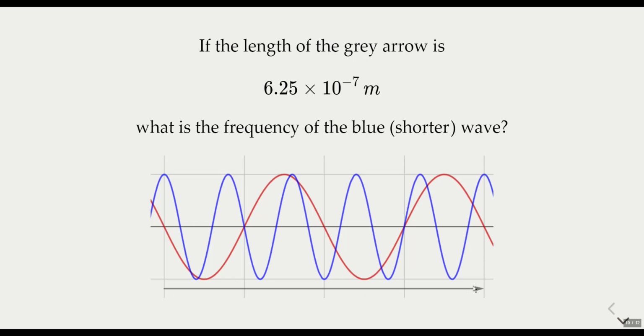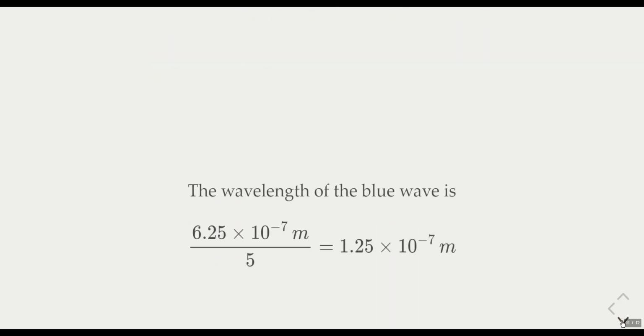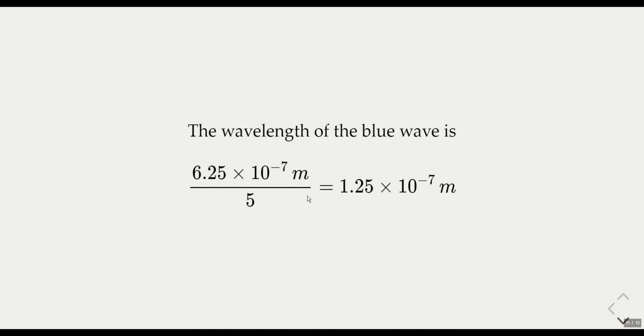Now from here to here, they tell me that length. How many waves fit in here? 1, 2, 3, 4, 5 of those waves. So it must be this number divided by 5 is the wavelength of the particular wave. So I divide 6 1/4 by 5 and I get 1 1/4. Okay, I got the wavelength, 1.25 times 10 to the minus 7th.